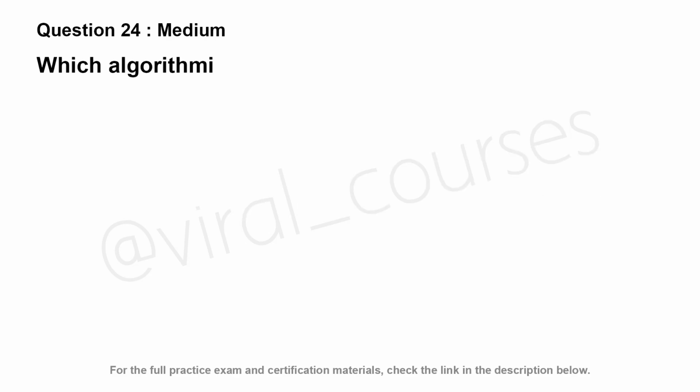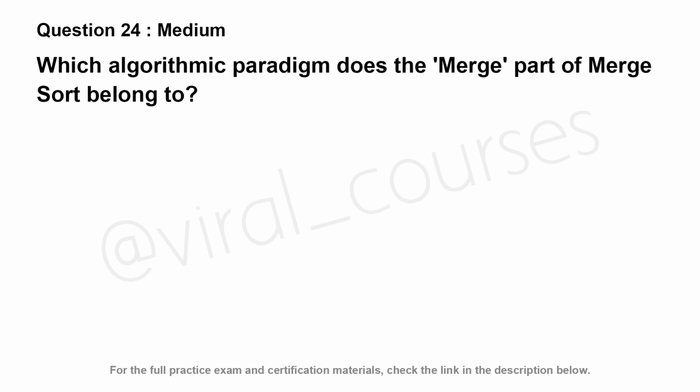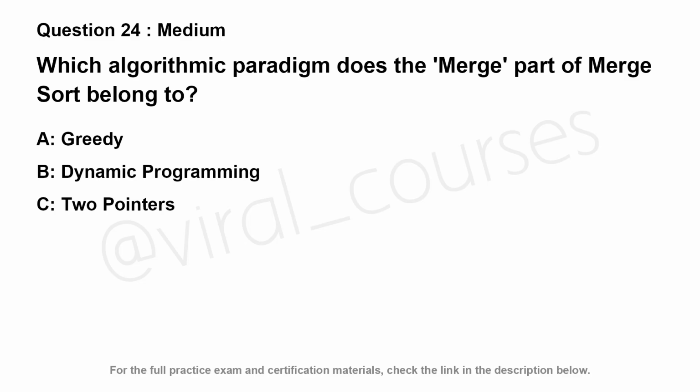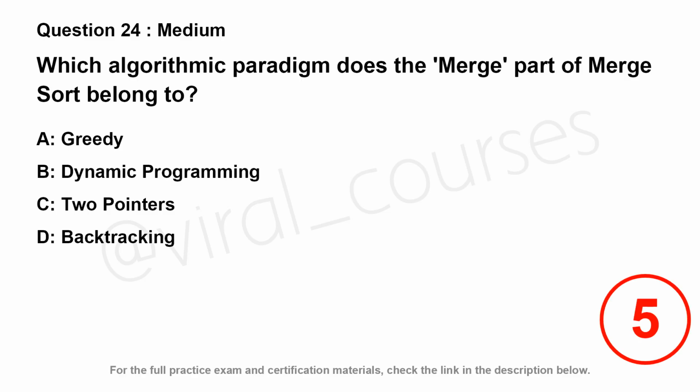Which algorithmic paradigm does the merge part of merge sort belong to? Option A, greedy. Option B, dynamic programming. Option C, two pointers. Option D, backtracking.